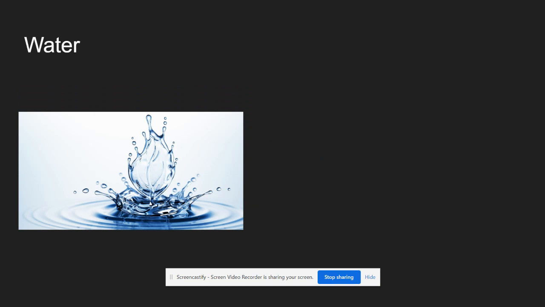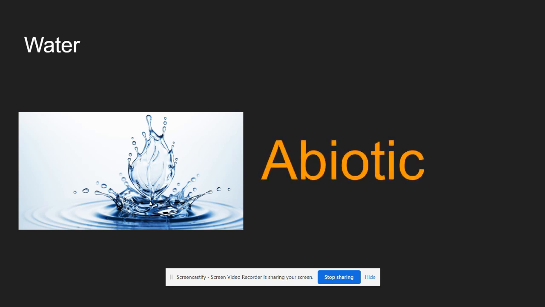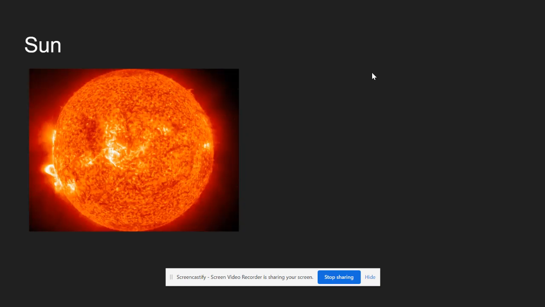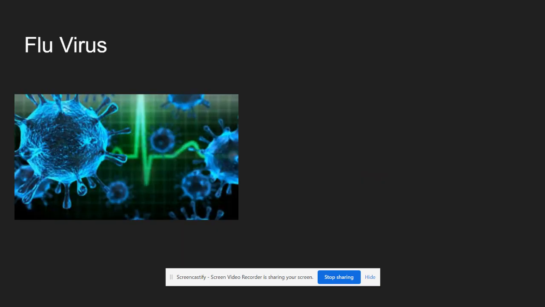Water. This is another one that a lot of students get confused on because people and other organisms need water in order to live. But water, again, is abiotic because it cannot reproduce, it cannot eat, it cannot grow, okay? So while it's needed to support life, that does not mean that it is living. The sun, abiotic. The virus, okay?